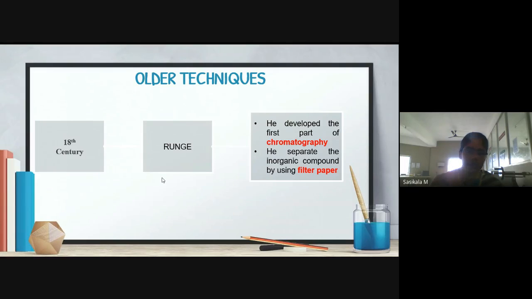Here, the older techniques were developed from the 18th century by the scientist Runge. The first part of chromatography was developed when he separated inorganic compounds using normal filter paper. It was the first separation done by Runge. Inorganic means not hydrocarbons, but metallic compounds. He separated them over normal filter paper and found some colored compounds on it, so it was named chromatography.